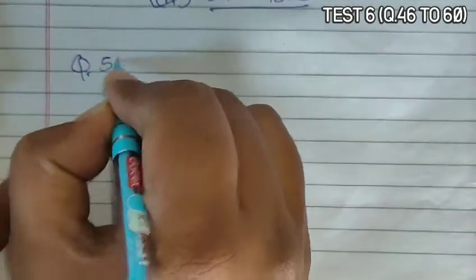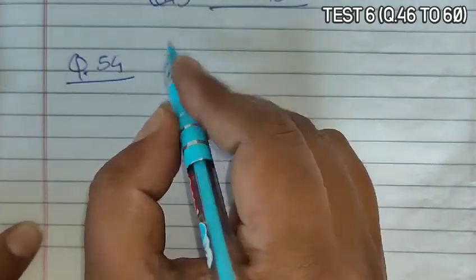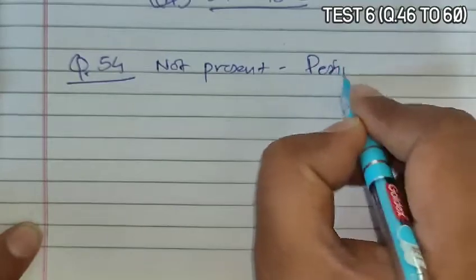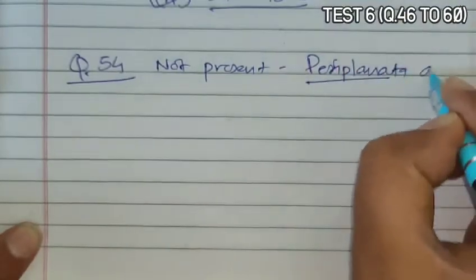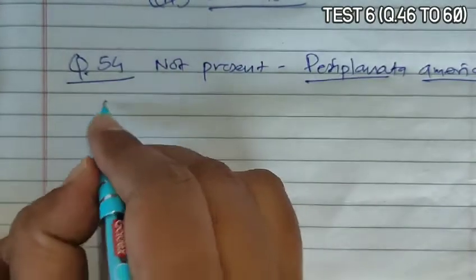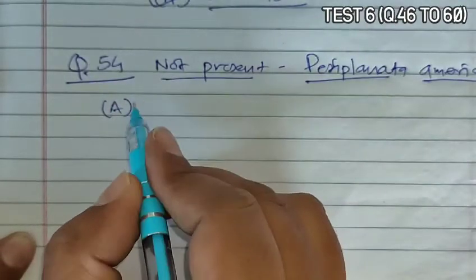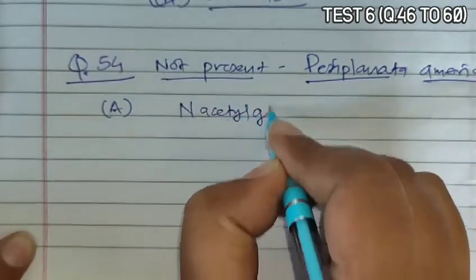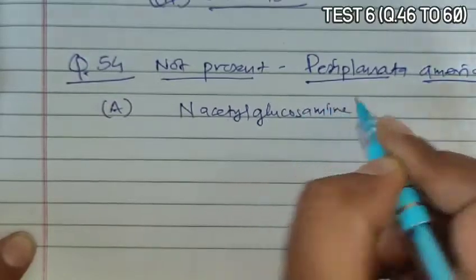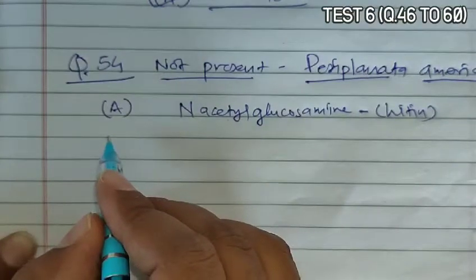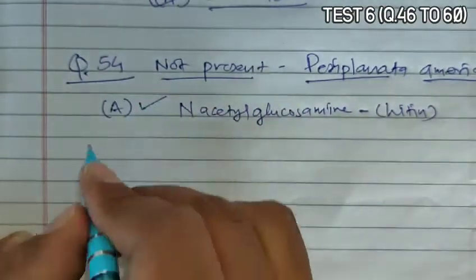Next is question 54. It asks which of the following features is not present in Periplaneta americana. Option A is given as exoskeleton composed of N-acetyl glucosamine. Now N-acetyl glucosamine forms chitin, and Periplaneta americana has a chitinous exoskeleton, so it is a correct statement.